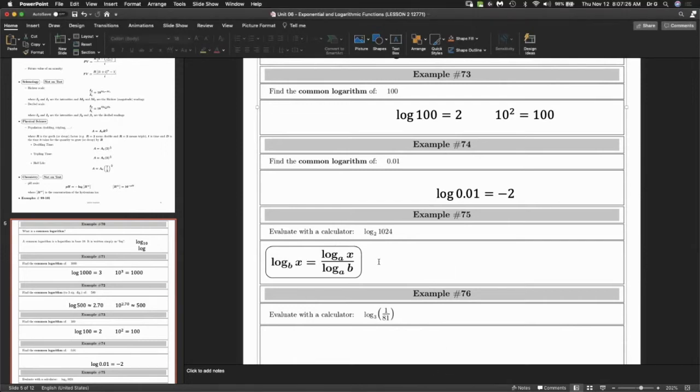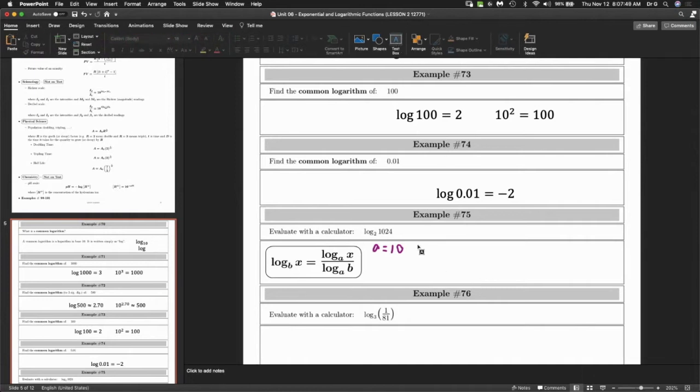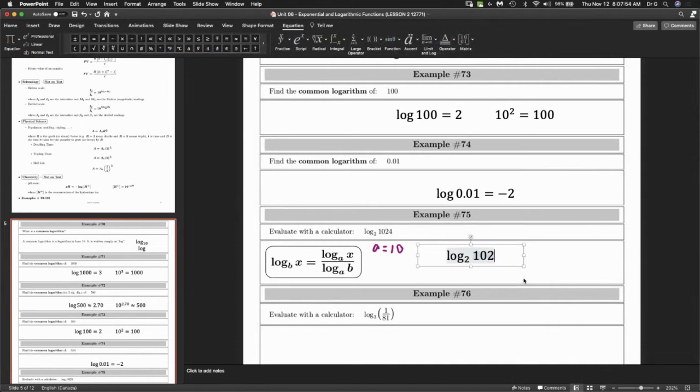Anyway, over here, this is a rule that says that you can change to an alternative base like base A. And what I'm saying is, this time we're going to use base A, and we're going to let A equal 10. So if you let A equal 10, then you can do this question fairly well on the calculator. So log base 2 of 1024 would equal log of 1024 divided by log 2.